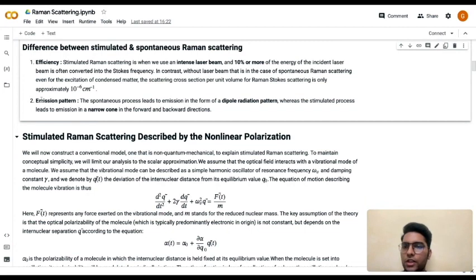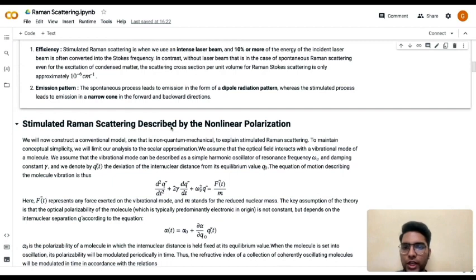Now we will differentiate on the basis of emission pattern. The spontaneous process leads to emission in the form of a dipole radiation pattern, whereas the stimulated process leads to emission in a narrow cone in the forward and the backward direction.